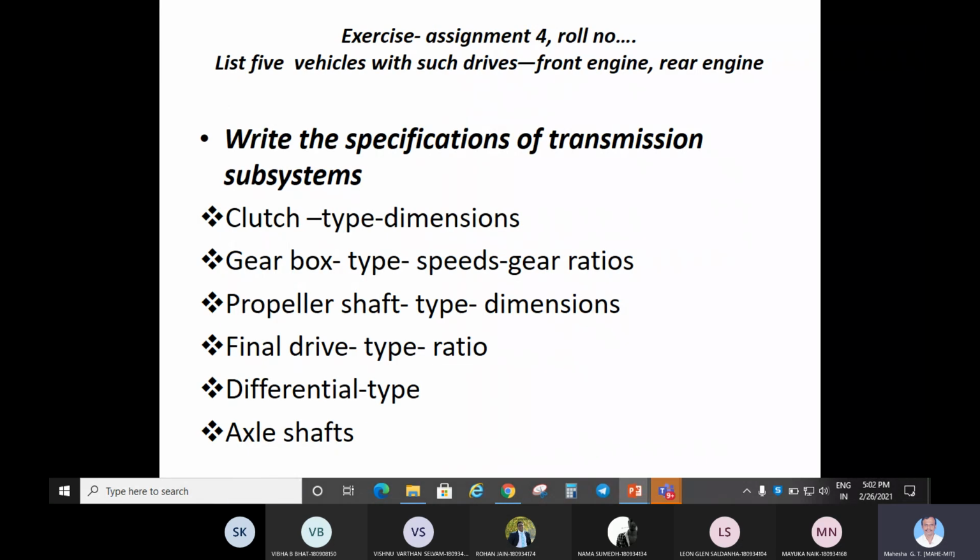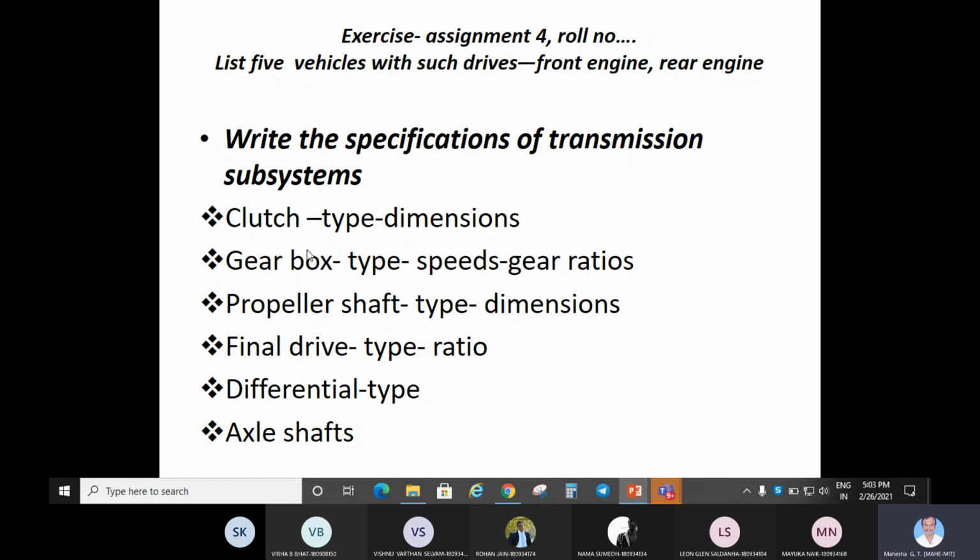Again, I will give you another question, the second assignment question. Which assignment number, I will mention later. But you note down another question. List 5 live vehicles with such a type of drive which are now popular. You can take front engine, rear wheel drive, that is a north-south mounted engine.